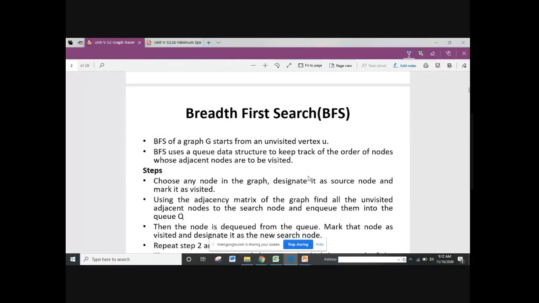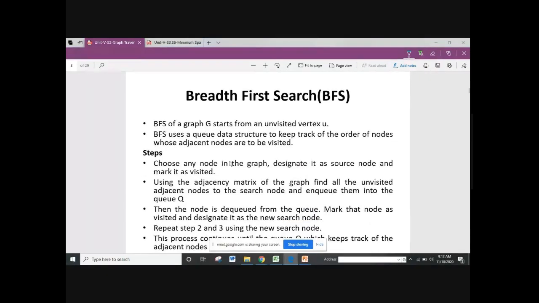So in breadth first search, the concept is similar. First you choose a source, any node. If they have not given any node, you can choose the starting node as your source node. When you start to visit that node, you have to mark it as visited, that we have gone through that place. Then from that node, you have to find the other nearby vertices.